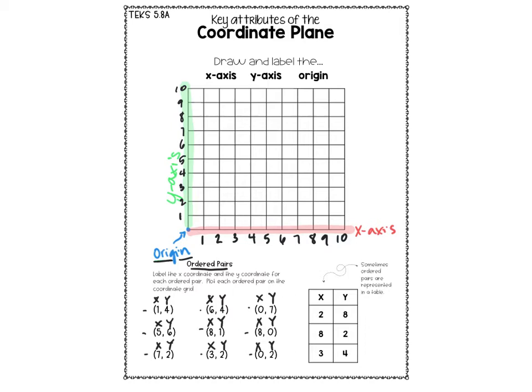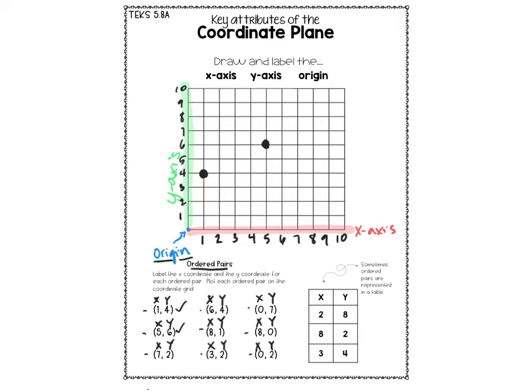Alright, so if we look at this first one, it says 1, 4. This is telling us that we're going to start at the origin, and we're going to go right 1 and up 4. So I'm going to go right 1 and up 4 to find this place right here. And that is 1, 4 on the ordered pair. Next we have 5, 6. So we always start at the origin. We go to the right 5 and we go up 6.